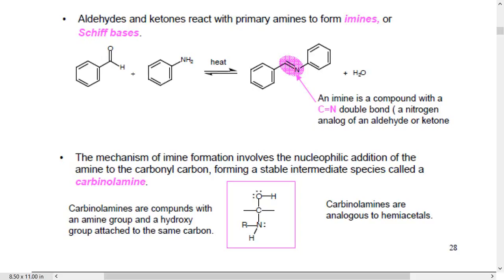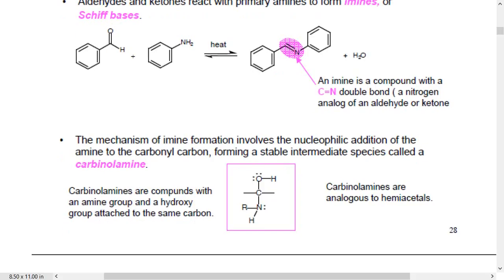So mechanism of imine formation, what's going to happen? Nucleophilic addition is going to happen. And where is it going to happen? Towards the carbonyl. Carbonyl of what? Aldehyde or ketone. What's it going to form? A stable intermediate. What is that? Carbinolamine. Now we're going to see what is carbinolamine. This is carbinolamine.